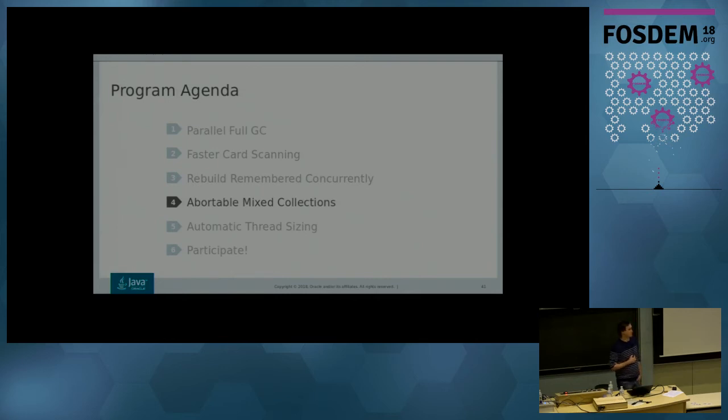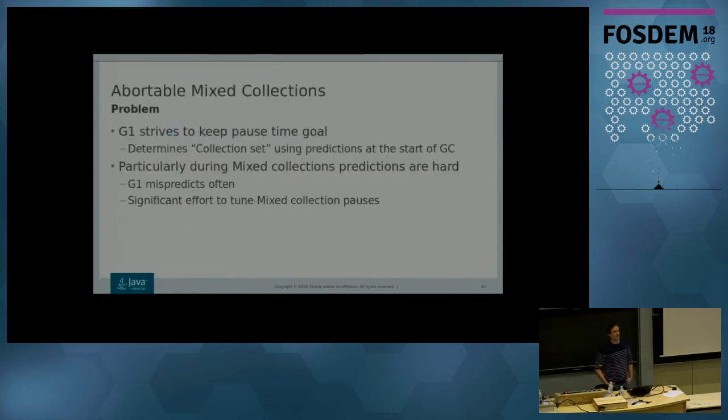Now, for the next change, we're currently working on abortable mixed collections. So G1 strives to keep some kind of pause time. And it does that by determining the collection set, that means the number of regions it's going to collect, at the start of the garbage collection, and then just does everything in one go without caring about the current time while doing so. The problem is, particularly during mixed collections, predictions are pretty hard to do. And G1, unfortunately, mispredicts pretty often.